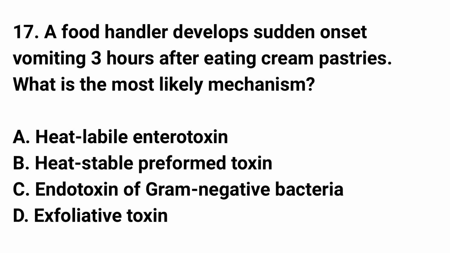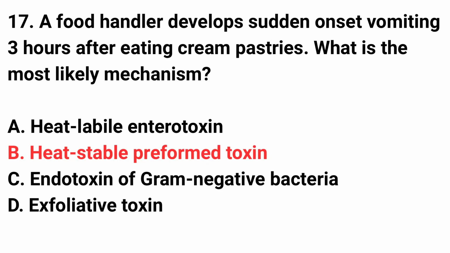Question number 17. A food handler develops sudden onset vomiting 3 hours after eating cream pastries. What is the most likely mechanism? Heat labile enterotoxin, heat stable preformed toxin, endotoxin of gram-negative bacteria, exfoliative toxin. The right answer is option B, heat stable preformed toxin.